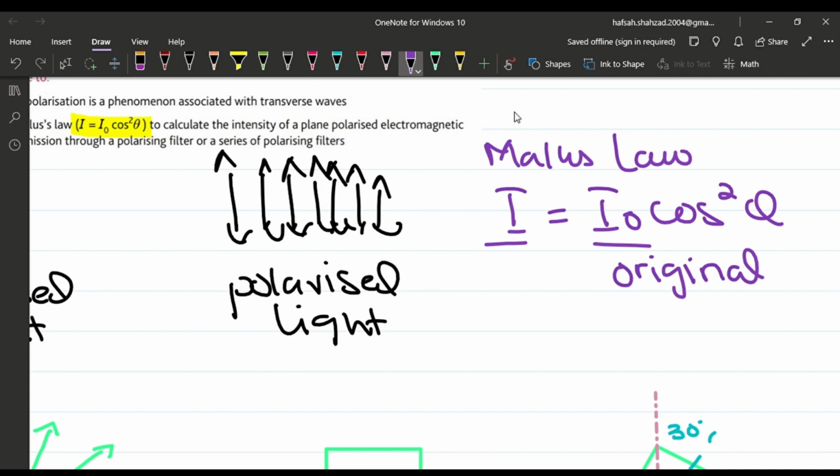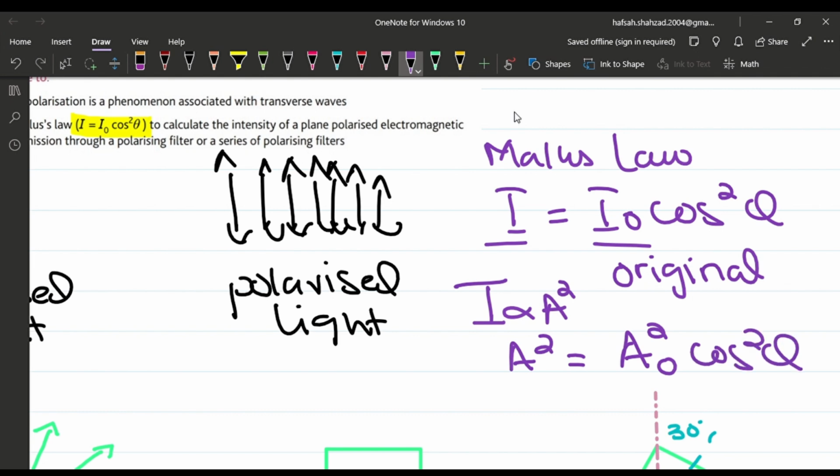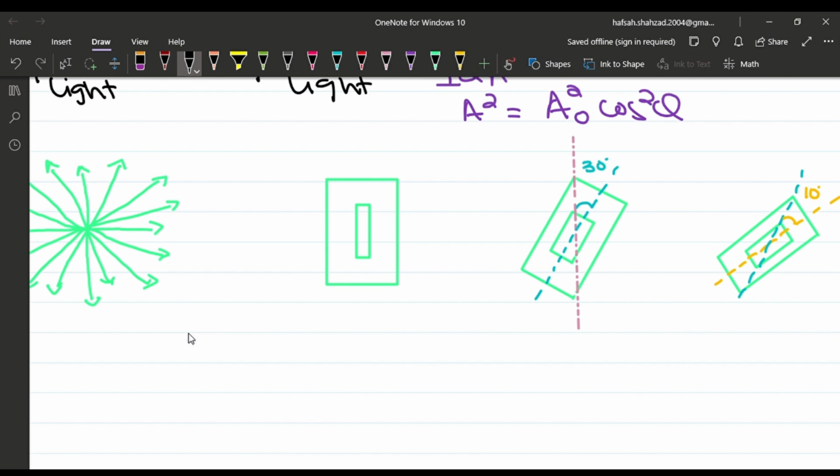Another thing is that you can manipulate this formula if you are asked to use Malus's law in terms of amplitude. We know that I is proportional to amplitude square, so I can be replaced with amplitude square, and the formula would look something like this. So if you have your values in terms of amplitude and not intensity, you can use this equation as well to do the calculations. To help you understand how we will use the formula, I've drawn this diagram.